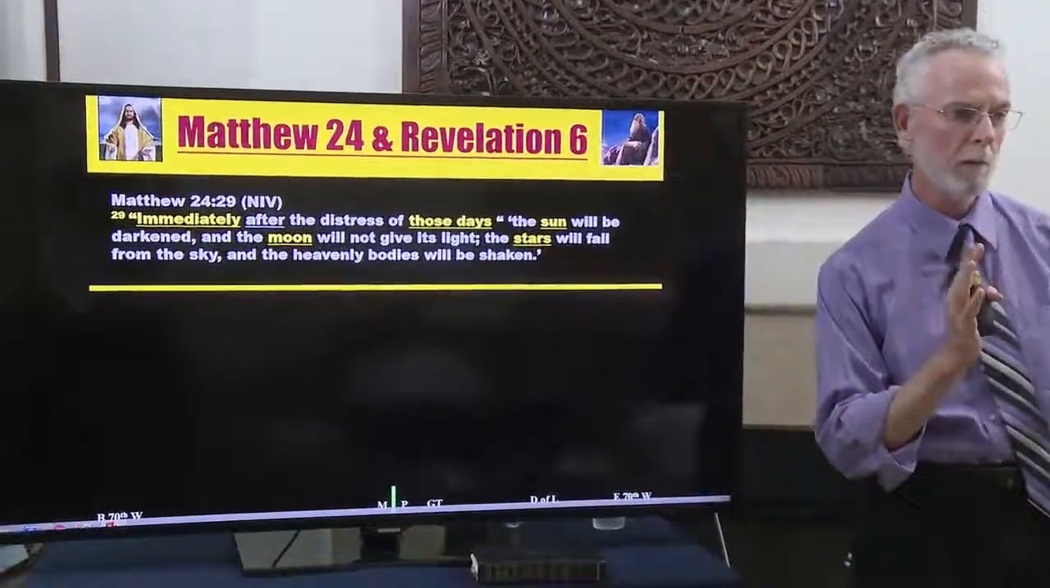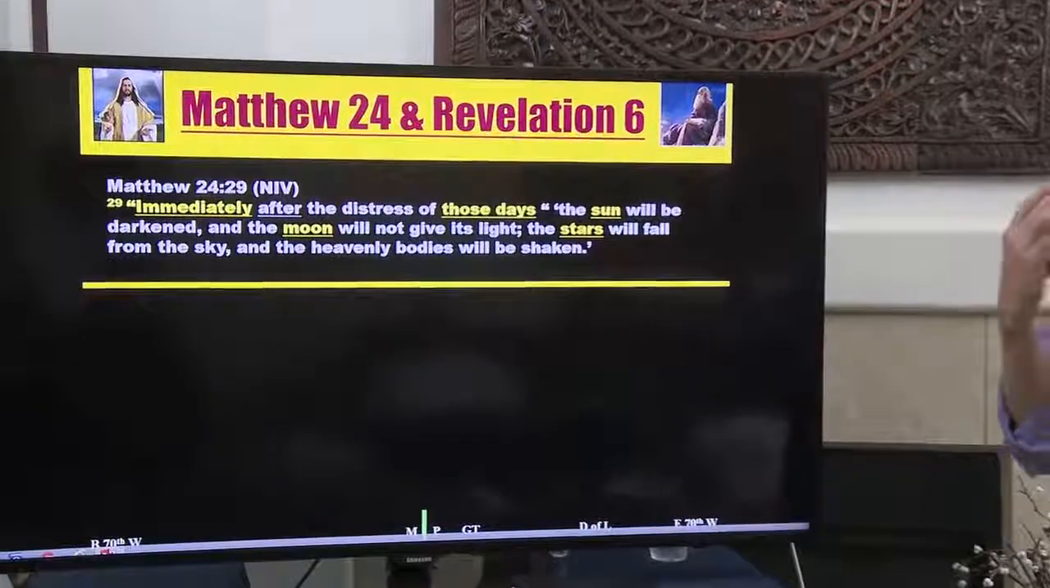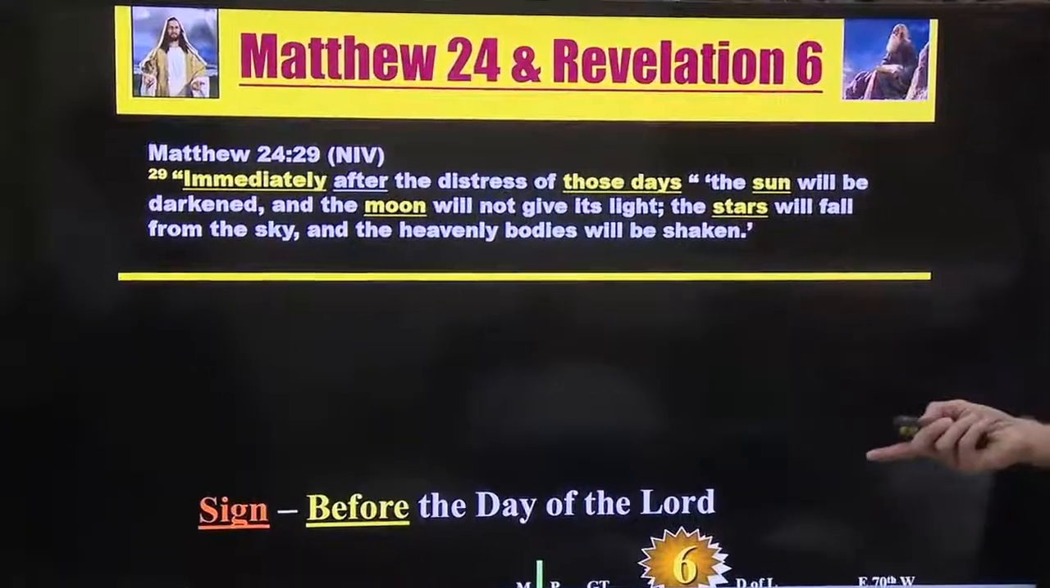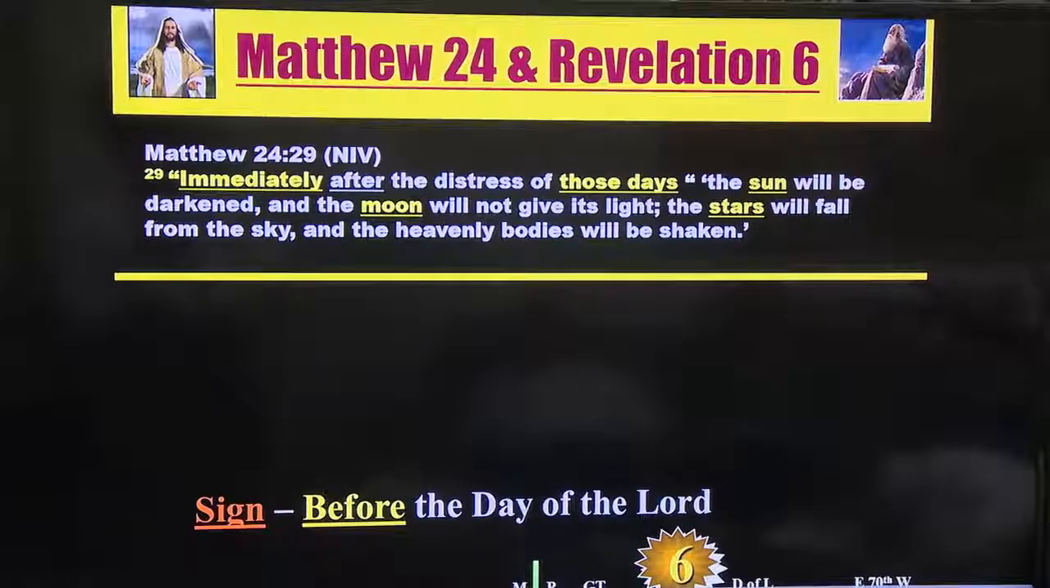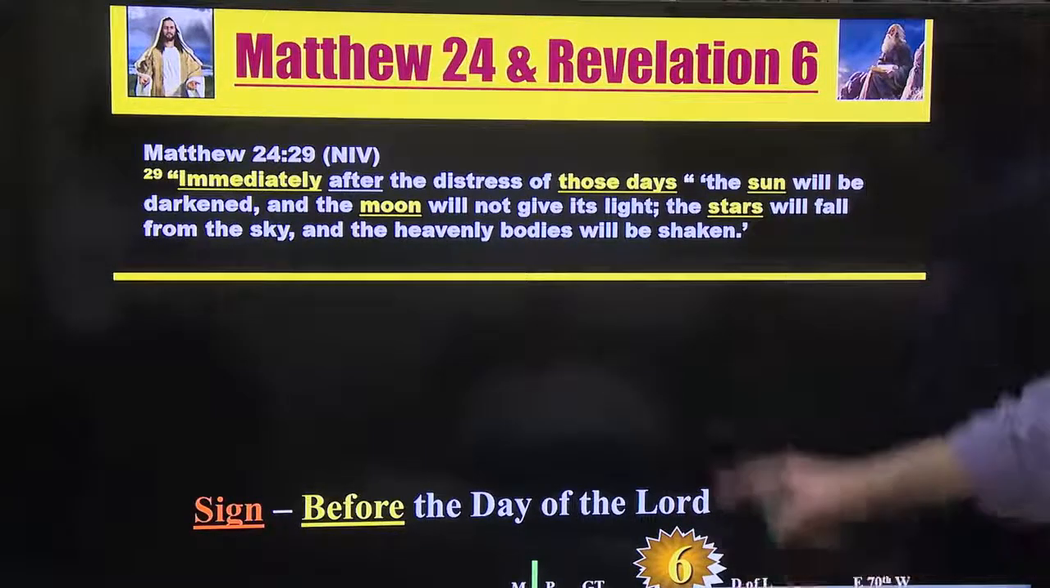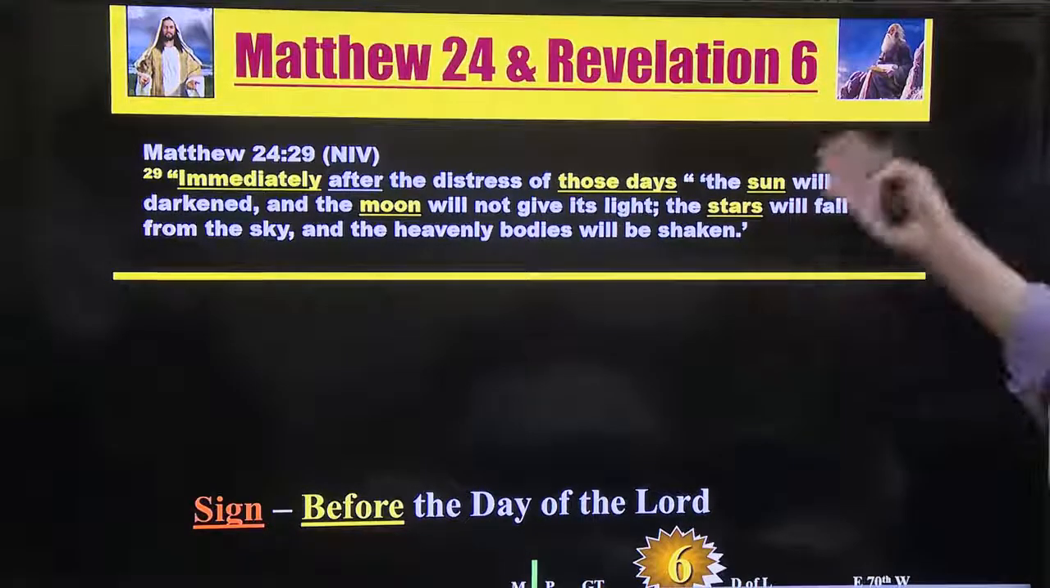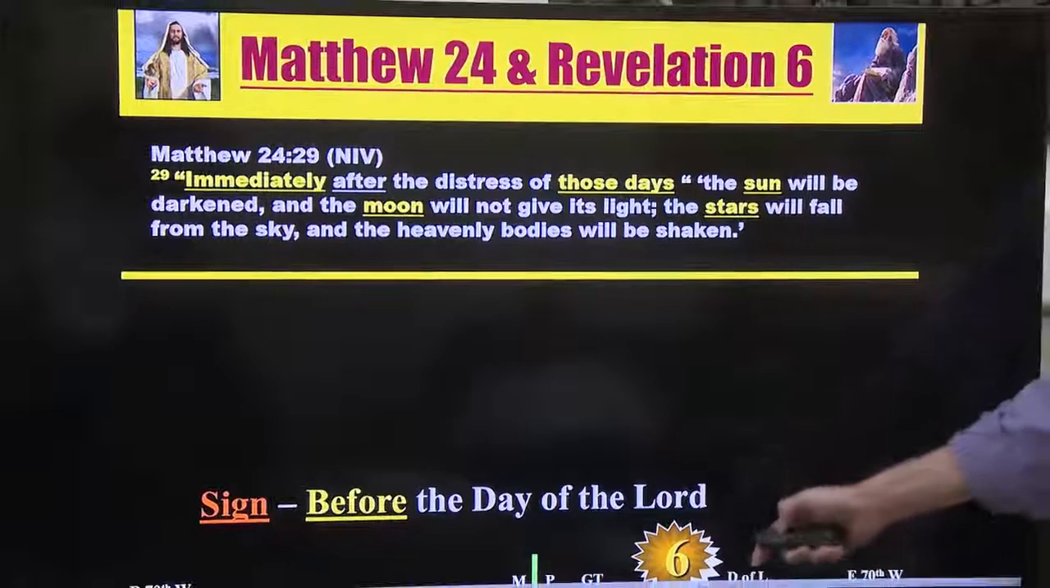Folks, I really want you to stay with me here tonight, because if you catch this, you're really going to have this down. This is the sign. This is the sign that God told us he was going to give us. God told us before he starts pouring out his wrath, he's going to give us a sign. He told us that through Joel. He told us that through Isaiah. He said the sun, moon, and stars are going to go dark, and it happens right here, right?